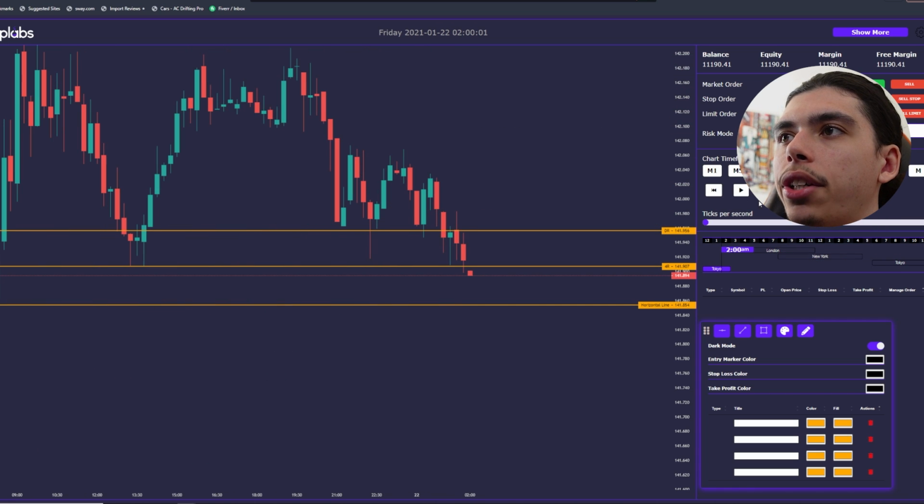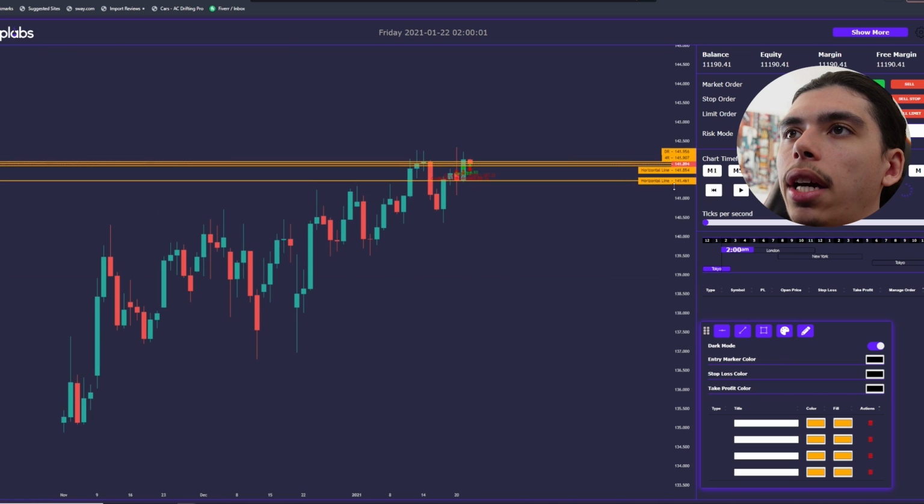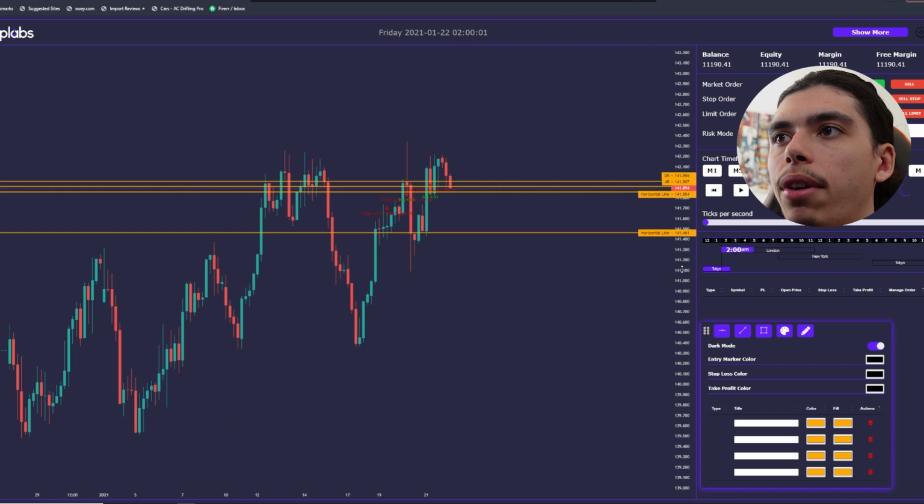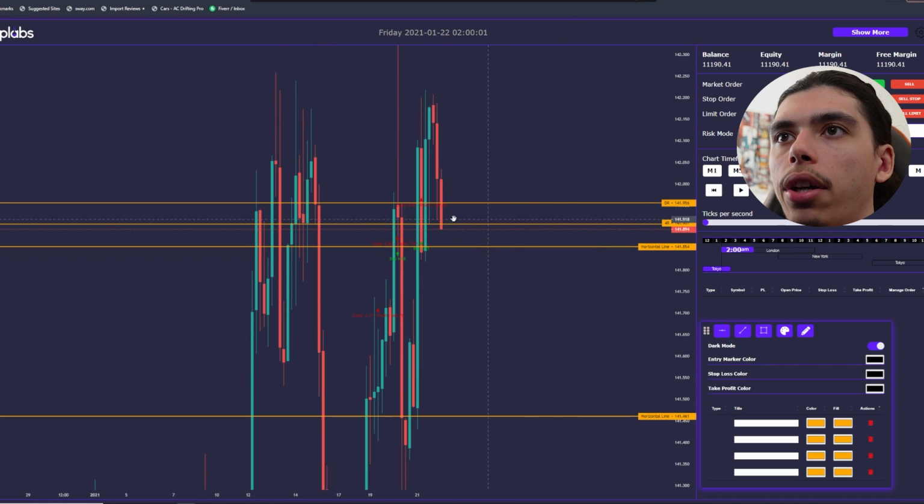All right, so Friday session here. Let's see what we have in store for us on Friday. Let's start on the daily time frame. Daily time frame closing bullish outside of the range. 4 hour time frame is creating resistance here. Time to adjust our drawing.